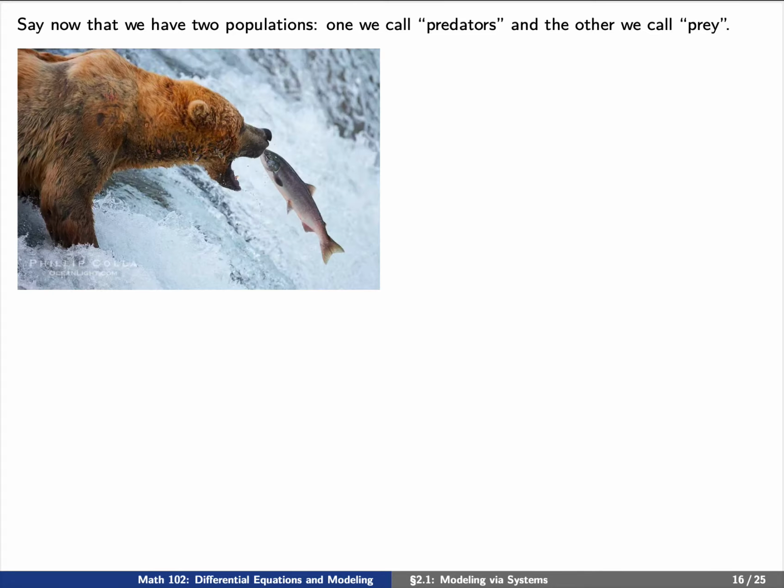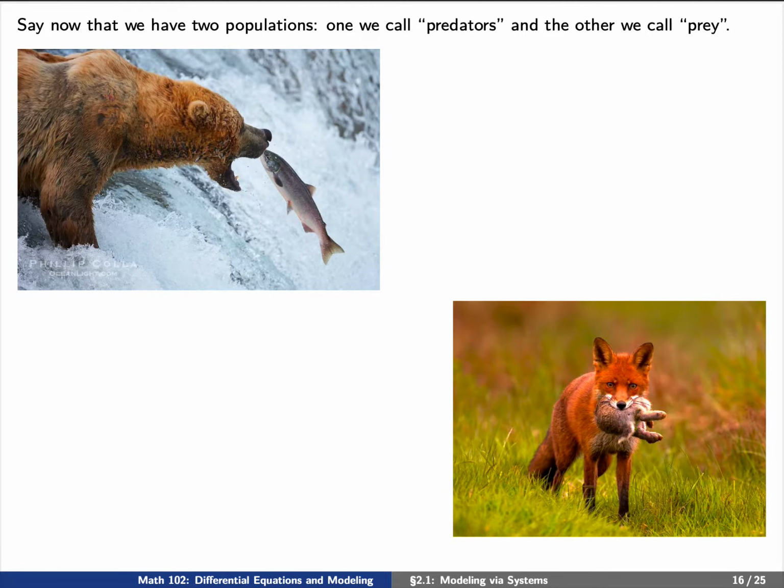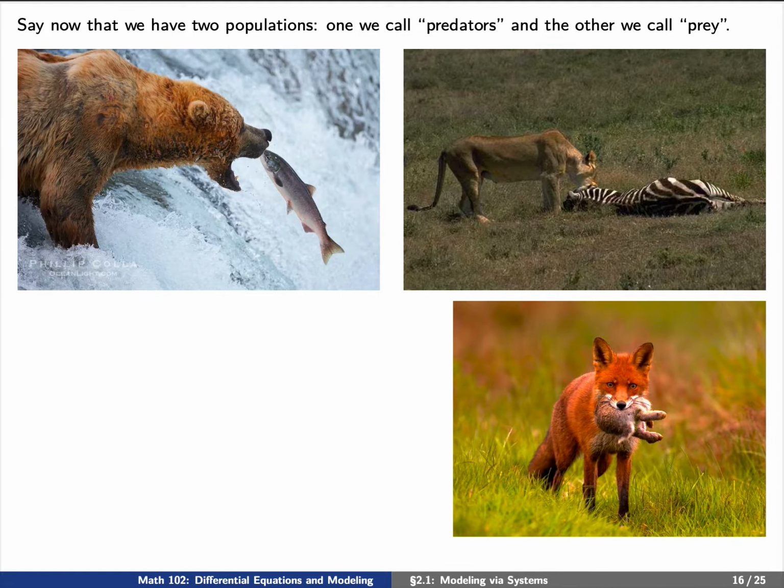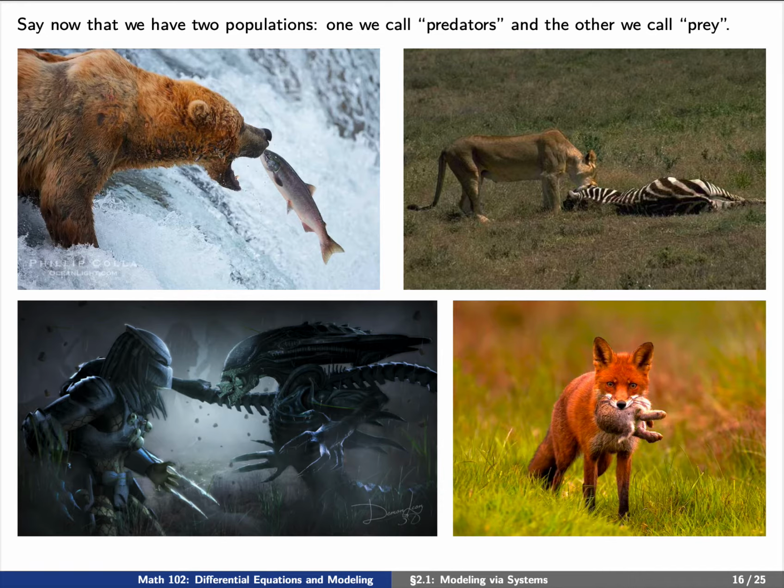We might be interested in, let's say, the brown bear fishing for salmon. The brown bear will be the predators and the salmon will be the prey. Or we're interested in how foxes hunt for rabbits. In this case, the foxes will be the predators and the rabbits will be the prey. Or perhaps we're interested in how lions hunt zebra. The lions will form the predators and the zebra will form the prey. Or we're interested in, well, predators versus alien. I think you get a better idea of where this is going now.